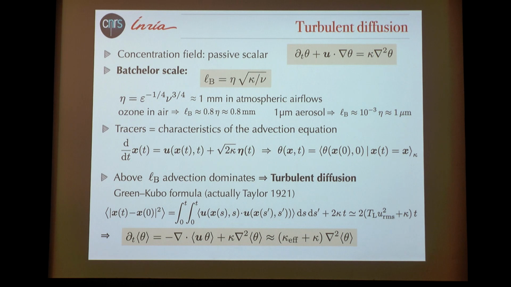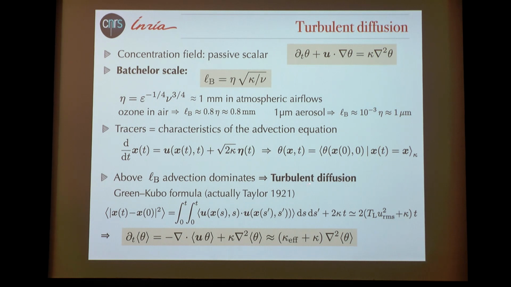So we can use the equation for the characteristics in order to write some kind of Green-Kubo formula, where we obtain that the typical square displacement can be written as the time integral of the velocity correlation along the path of the tracer. Yes, please. Sorry, can you follow what u is? u is a solution to Navier-Stokes. It's a prescribed velocity field, which is supposed to be turbulent, which means that it has some scale separation between the place where energy is injected and the place where it's dissipated.